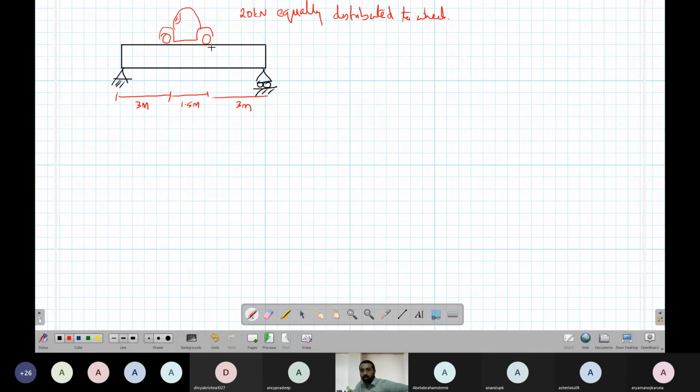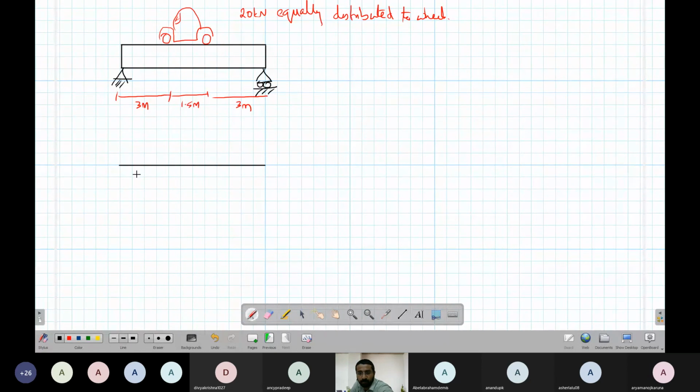So that is the wheel location. The 20 kilonewton is equally distributed to the wheels. You have 4 wheels on top. Let's simplify it, so the 4 wheels are simplified to 2 wheels. Within the one line diagram, then we will stop the class for the day.